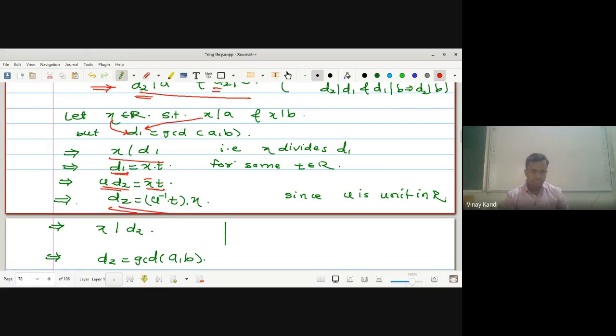This one is X must be divided by D2. Now, hence, the definition of GCD is satisfied. Hence, D2 is the GCD of A and B. Okay, any doubt?